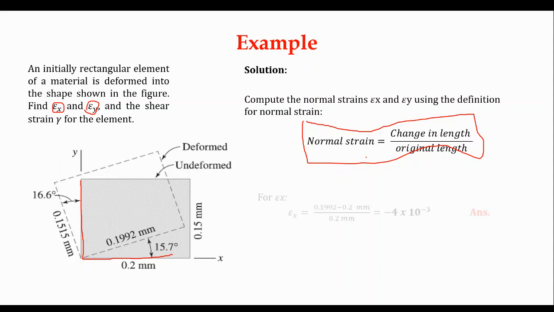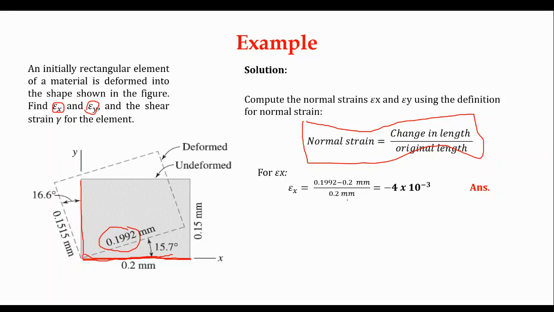Okay, so for x, ang x-axis man nato ito, di ba? So ang change niya from 0.2 naging 0.192. So change is always final minus initial. So ang final length niya is kaning 0.192 minus original length niya which is 0.2 divided by the original length 0.2. Okay? How about ang sa y?